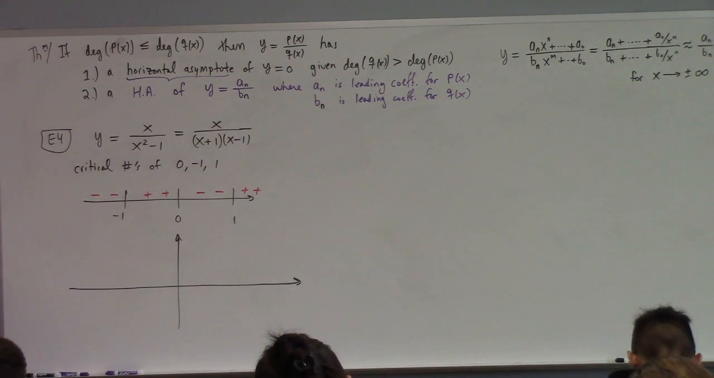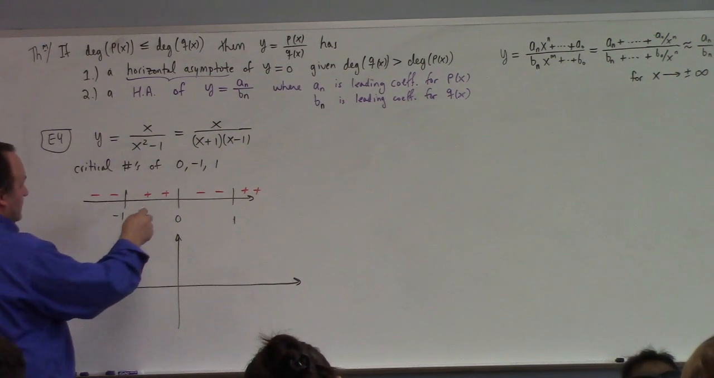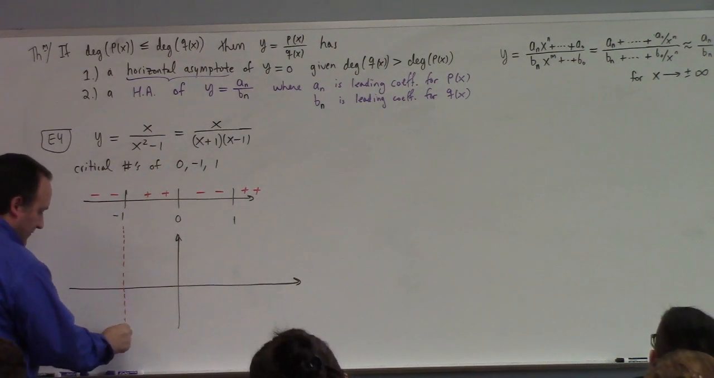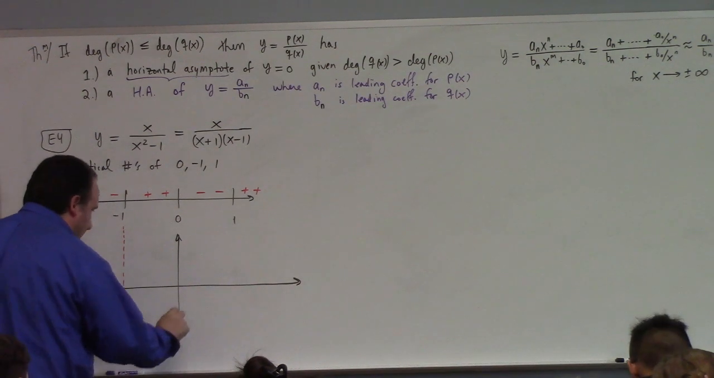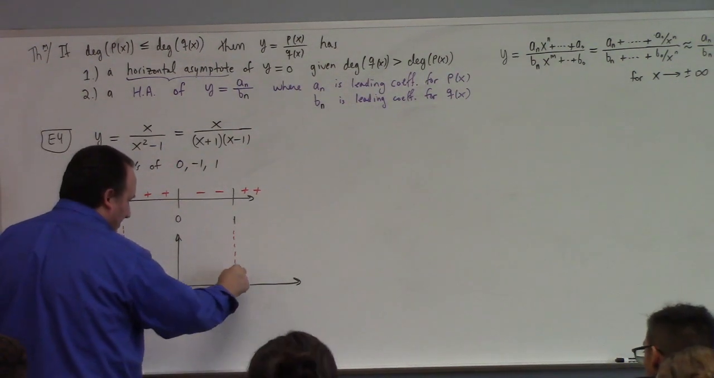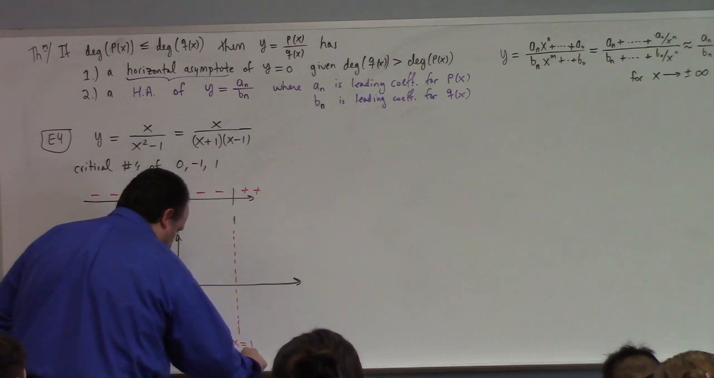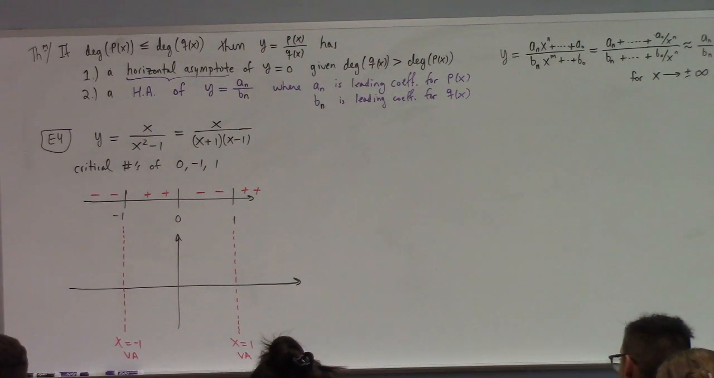All right. Now here's the deal. Whenever I have division by 0, I get a vertical asymptote. So to draw those, I've got a vertical asymptote here at minus 1. And also at 1 over here, x equals 1 vertical asymptote. Now what? What's my horizontal asymptote?